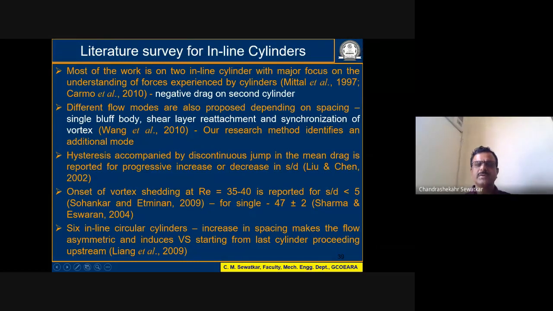Hysteresis accompanied by a discontinuous jump in the mean drag is reported for progressive increase or decrease in S by D. That is also reported. Onset of vortex shedding at a Reynolds number of 35 to 40 is reported for S by D smaller than 5. For a single cylinder, it is 47 plus or minus 2, which Sharma and Eswaran have reported. Six inline circular cylinders were also reported in the literature. Increasing the spacing makes the flow asymmetric and induces vortex shedding, starting from the last cylinder and proceeding upstream.